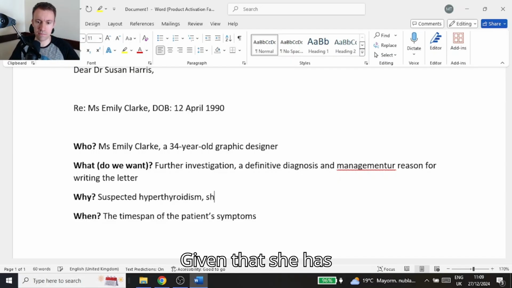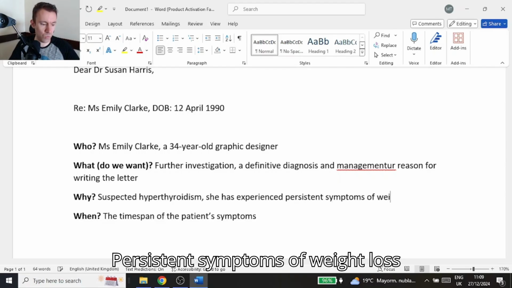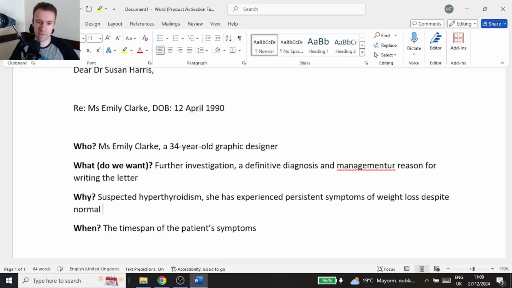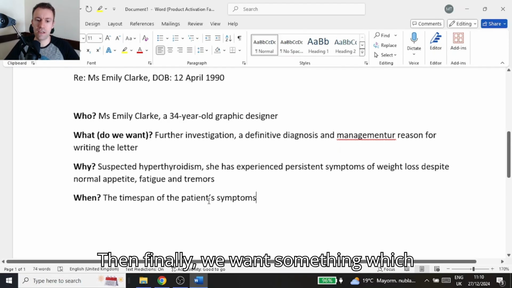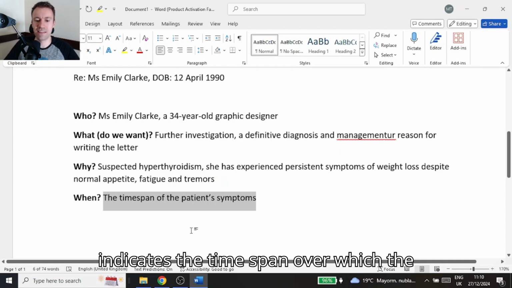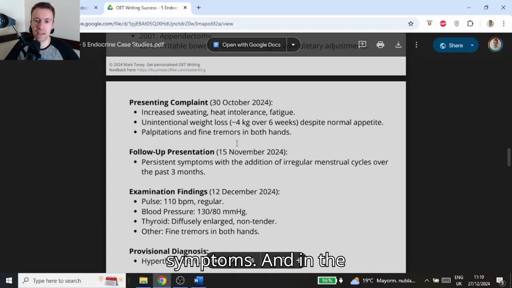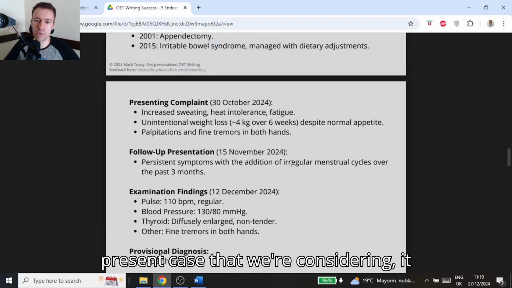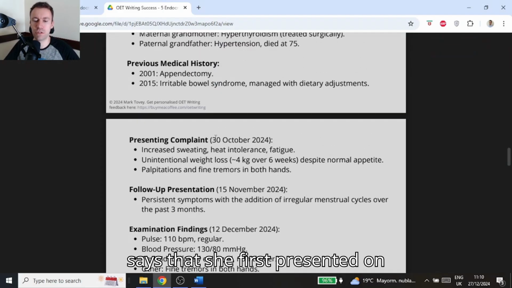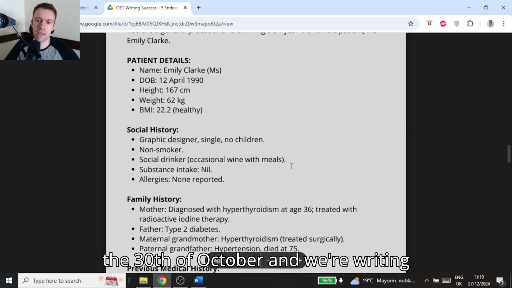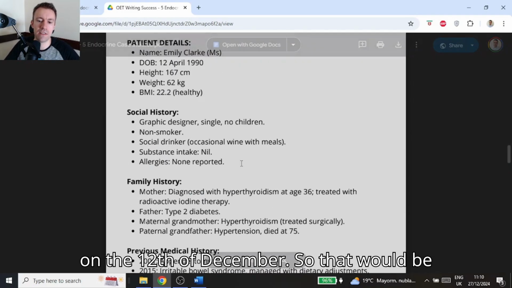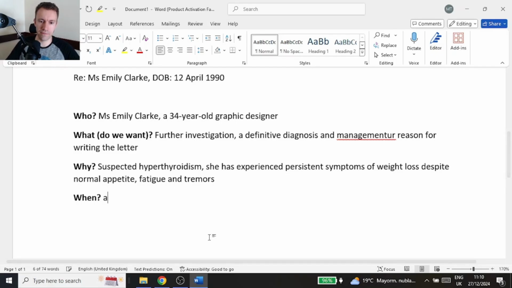given that she has experienced persistent symptoms of weight loss despite normal appetite, fatigue, and tremors. Then finally, we want something which indicates the time span over which the patient has been experiencing these symptoms. And in the present case that we're considering, it says that she first presented on the 30th of October and we're writing on the 12th of December. So that would be a 6-week history.